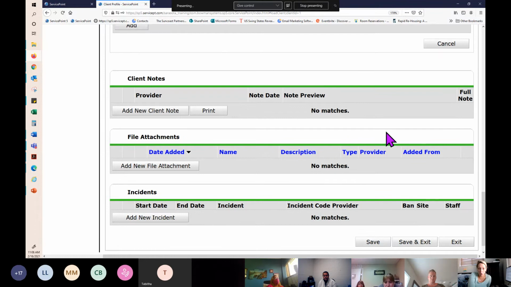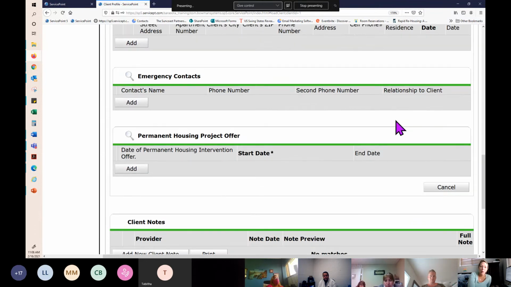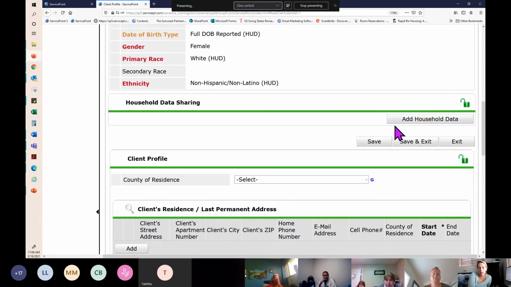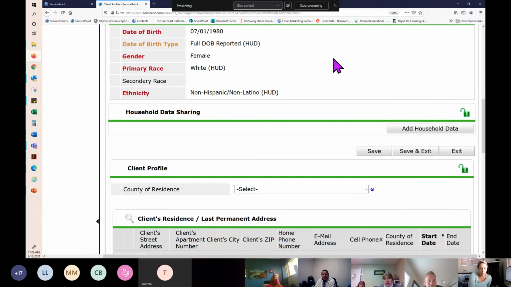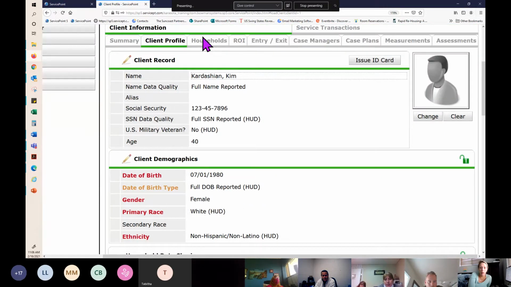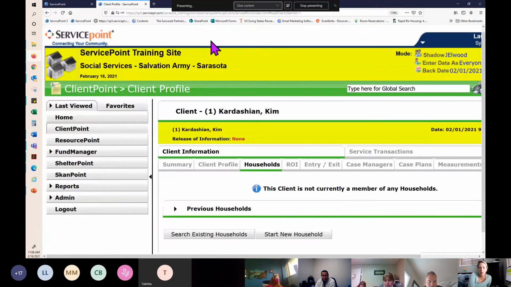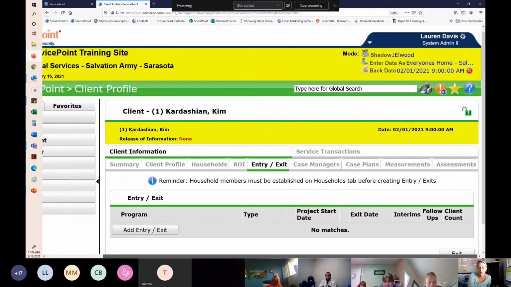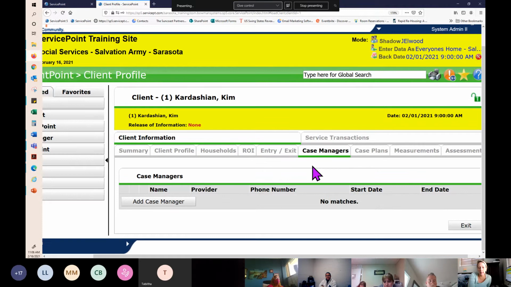Kim doesn't have any hard facts in here just yet, but as you work in the system, you'll see that client's historical information is all kept in this client profile. From here, we can see her household and if she was a member of a household before. She was not. And we can see if she was in any projects, any case managers that she's worked with. All of her historical information will be in HMIS CSIS.